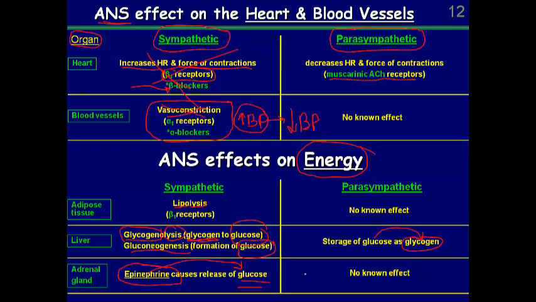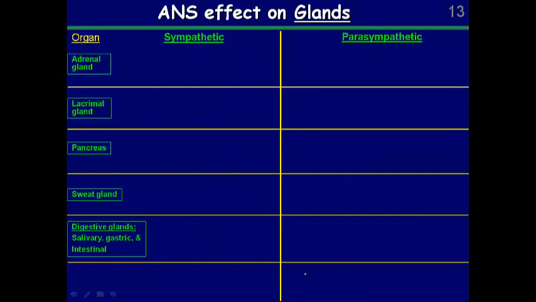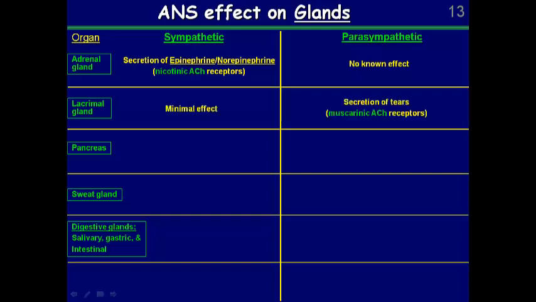Parasympathetic, no known effect. Okay, next organ, we're kind of sticking with adrenal glands. Sympathetic stimulates the adrenal glands to release epinephrine, norepinephrine. Parasympathetic, no known effect. Lacrimal glands is a parasympathetic response, production of tears. Pancreas.